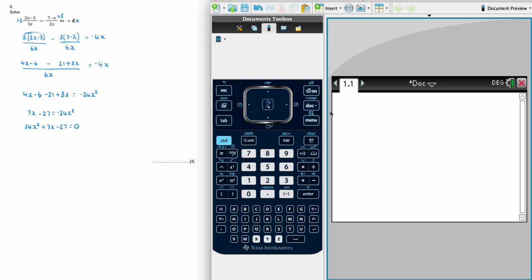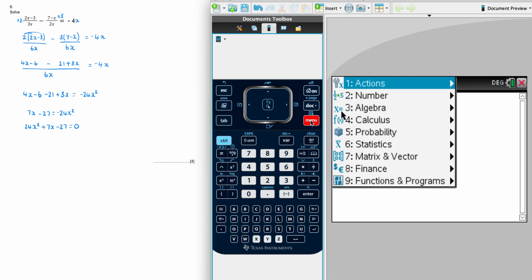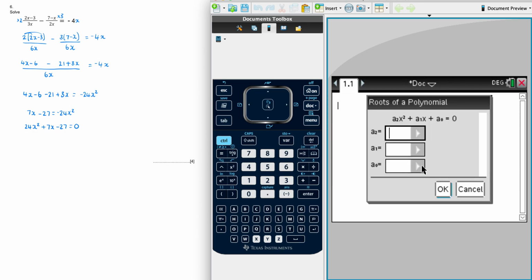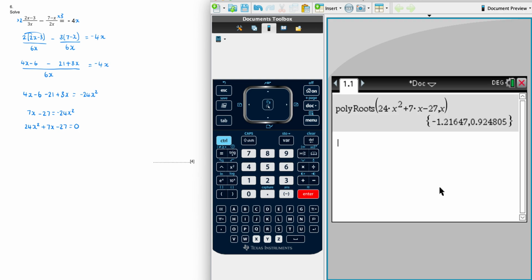So for solving it here, you've got a few different methods. One is to plug it into your polynomial solver on your GDC. So the first term is 24x squared, then 7x, and then minus 27 for your coefficient at the end. And that gives you 2 solutions for x. One is minus 1.216, and the other is 0.924. So either of those solutions, to 3 significant figures, would be fine.